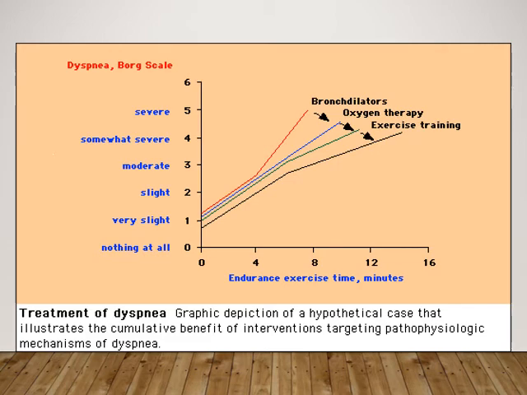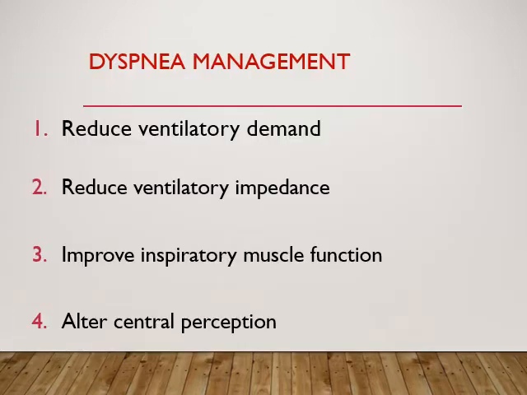Here is a dyspnea Borg scale. This measures the level of dyspnea. Next is the management of dyspnea. Dyspnea management is done by first, to reduce the ventilatory demand, second, to reduce the ventilatory impedance, third, improve inspiratory muscle function, and fourth, alter central perception.